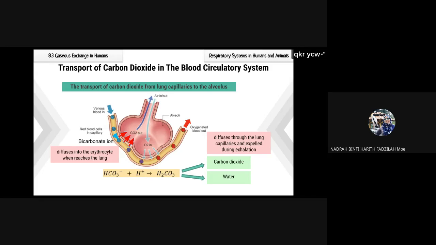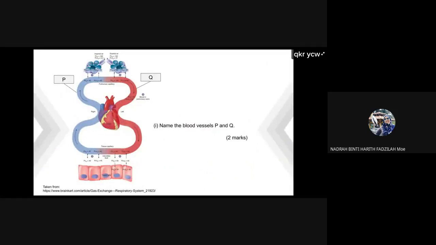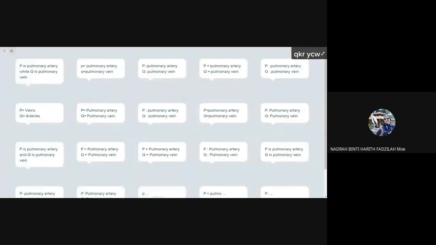Okay, so right after this particular slide, saya ada a few assessment questions. So mari kita tengok slide 26 tak boleh, kita pergi ke slide 27. So the blood vessels P and Q. Okay, untuk P is pulmonary artery and Q is pulmonary vein. Okay, most of you dah jawab.